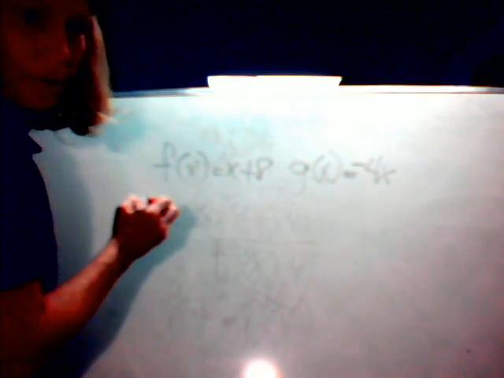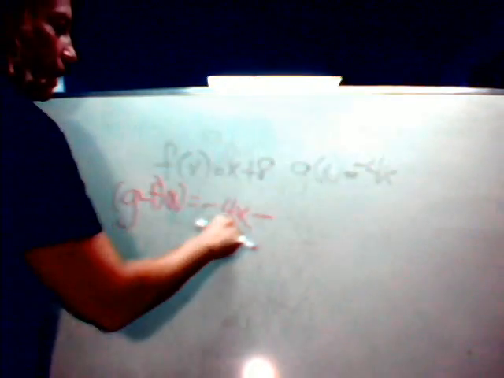Now let's try another operation. I'm going to grab another pen because that one's not very dark. Let's try simple subtraction. This time I'm going to switch it up and say g of x minus f of x. I take my g function, which is negative 4x, and subtract the f of x function. So (g minus f) of x equals negative 4x minus the whole function, x plus 8.